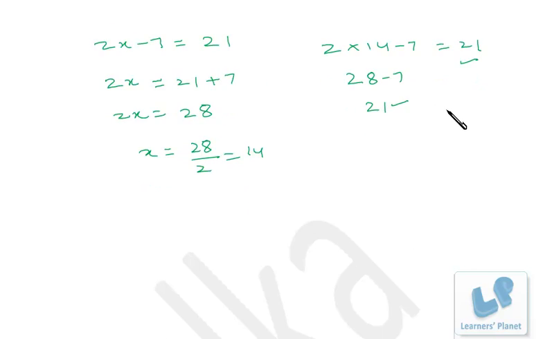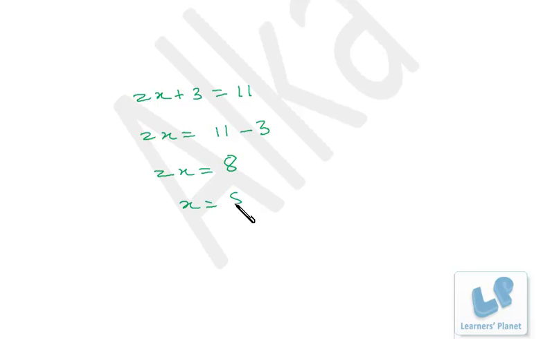I give you one more example. Suppose I have 2x plus 3 is equal to 11, right? So 2x is equal to, 3 will go this side, 11 minus 3. Then 2x is equal to 11 minus 3, 8. So x is equal to 8 by 2, that is 4, right? Now put 4 over here. 4 into 2, 8 plus 3, 11. So the equation is balanced.